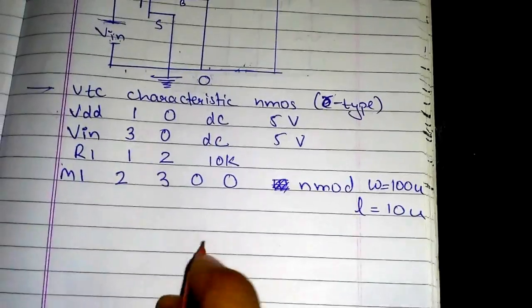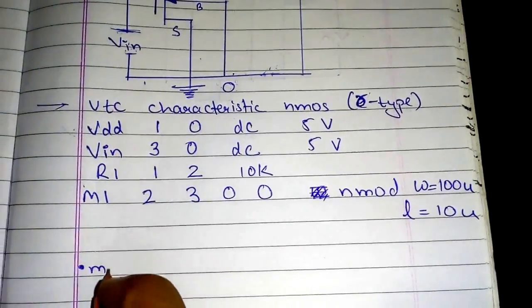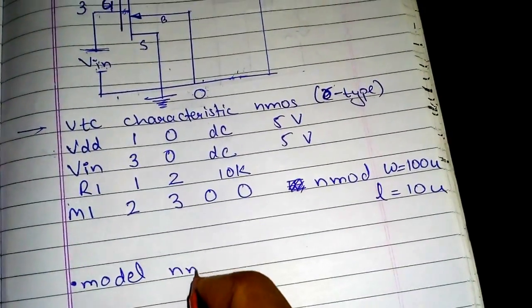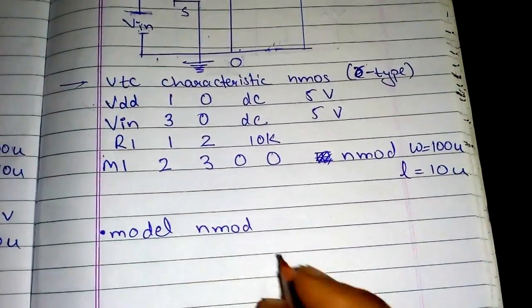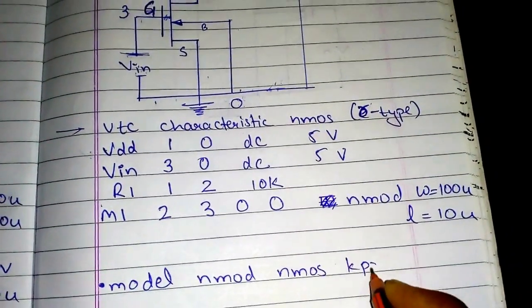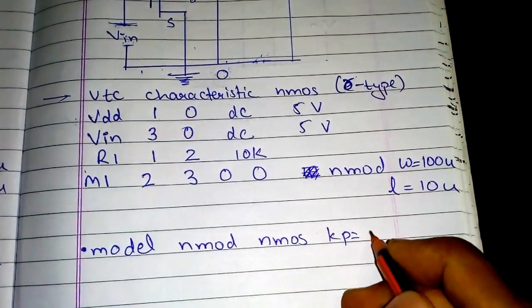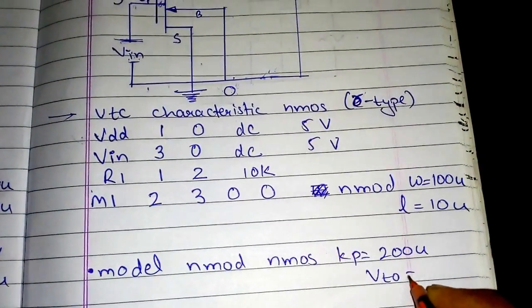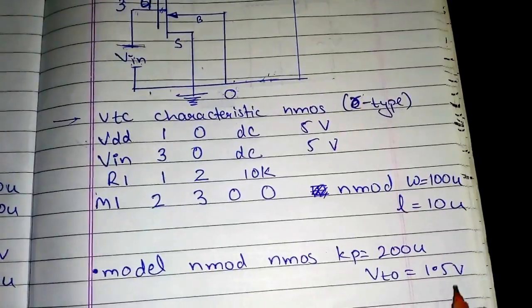Now I need to initialize the model. So to initialize the model, I have to write .model. The name of the model, which I have named NMOD, and the type of model is NMOS. The KP value is 200U. My VTO, the threshold voltage, is a positive 1.5 volt.